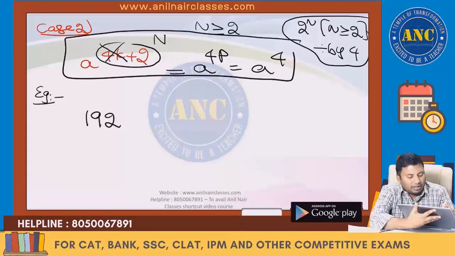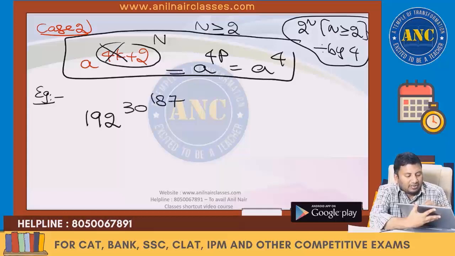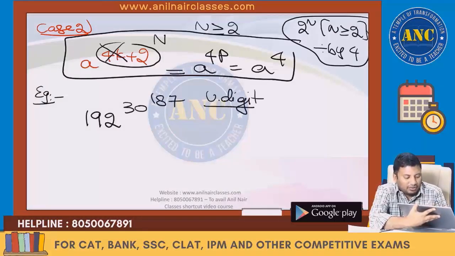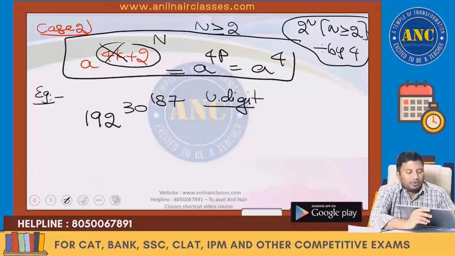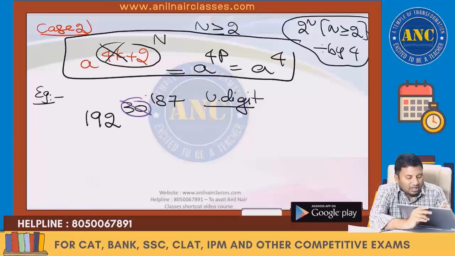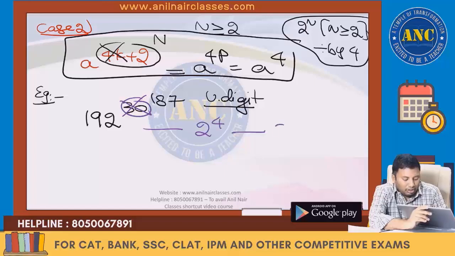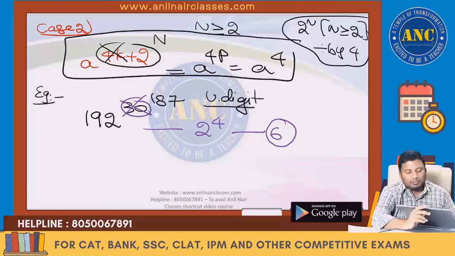192 power 30 power 187. What is the unit digit of this number? This is 4k plus 2. 4k plus 2 power any number, a power 4. 2 power 4. What is the unit digit of this number? The unit digit of this number is 6.